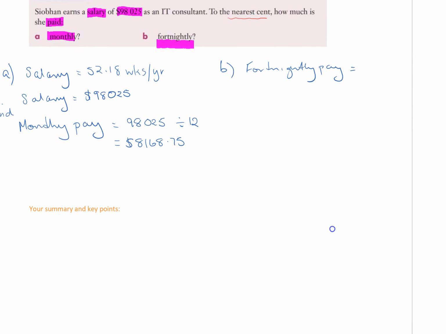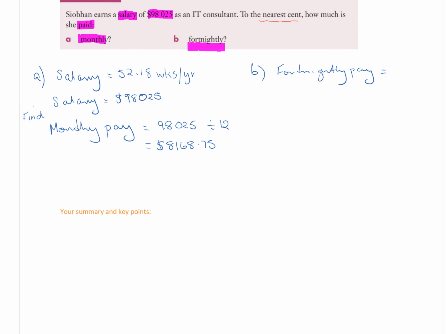So, how do we get fortnightly pay from a monthly pay? Well, actually we don't. We don't use that value that we've just found here. We go back to our original salary of $98,025 for a full year. Remember, we said it was 52.18 weeks, and half of that is the 26.09 fortnights.